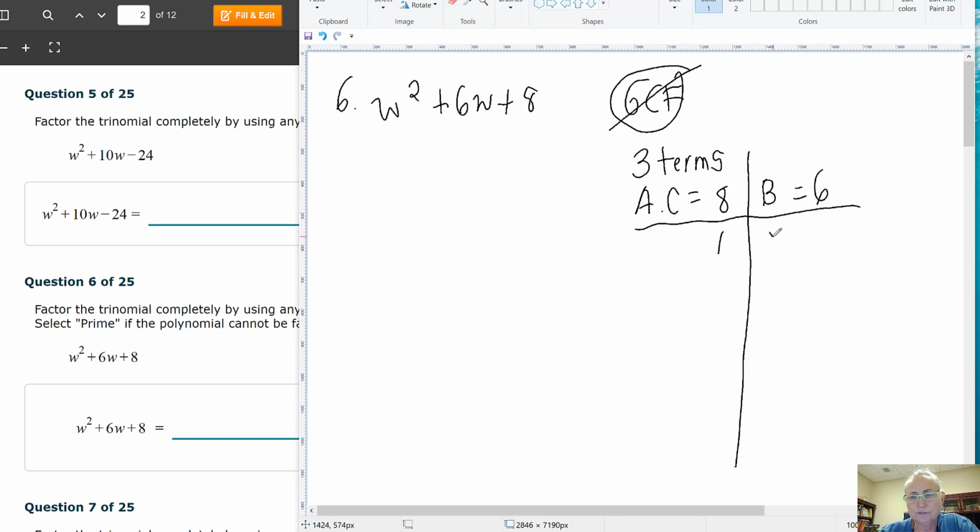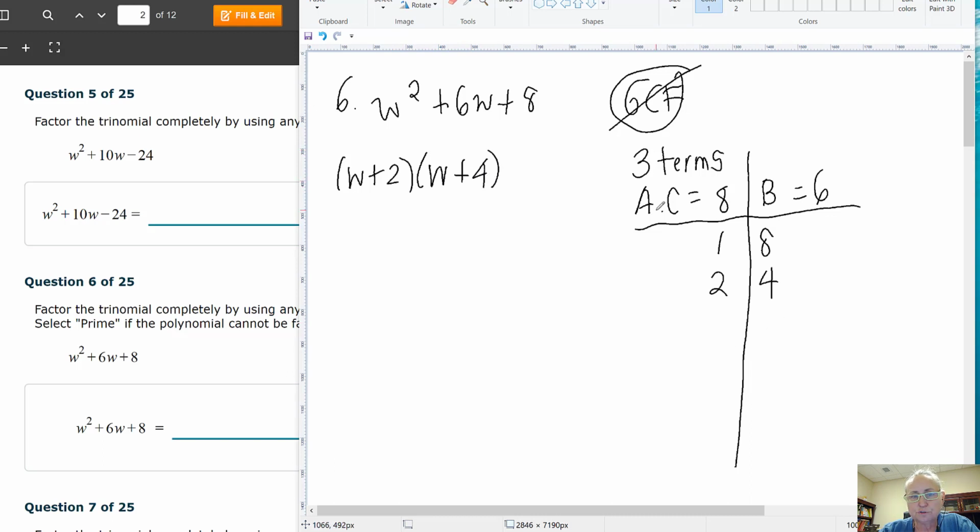So we got 1 times 8 and 2 times 4. And look, these are both positive. Everything's positive here, so +2, +4. We could do the shortcut. W plus 2 and W plus 4.